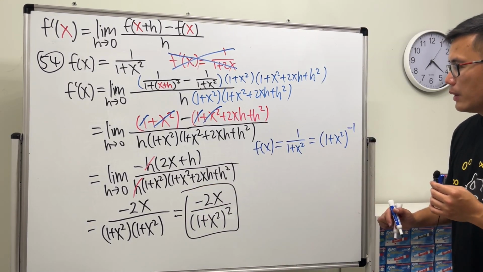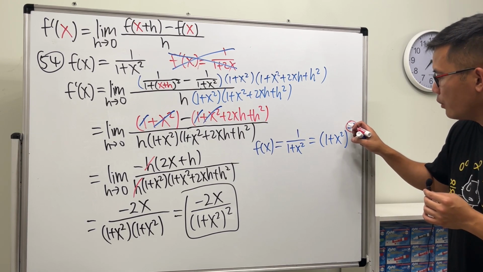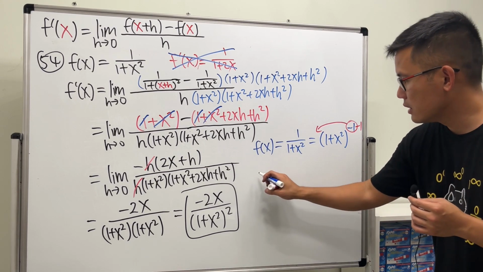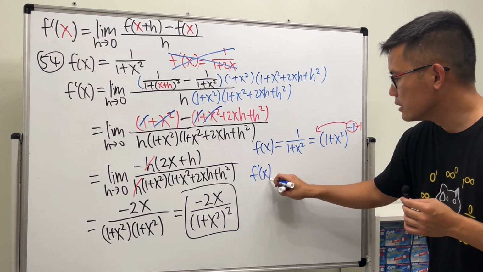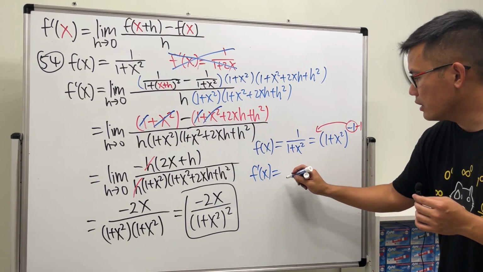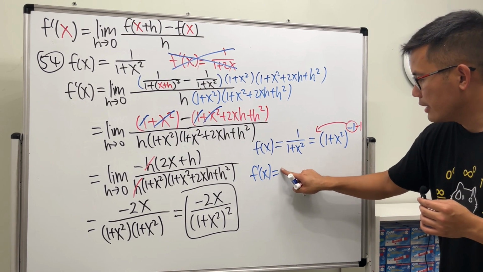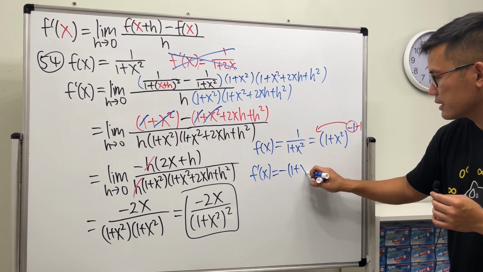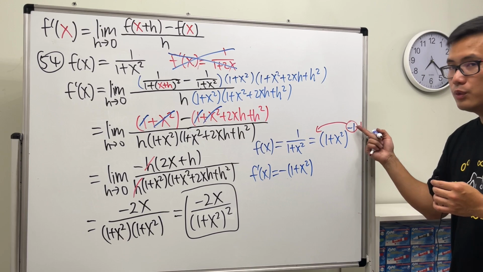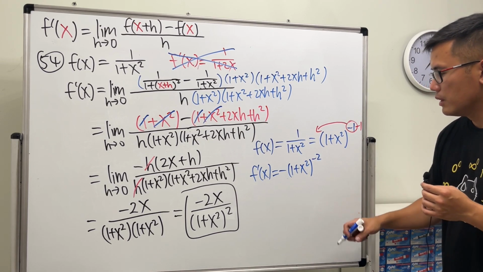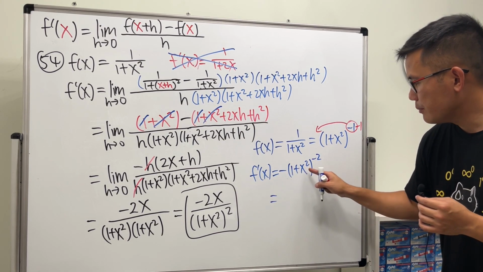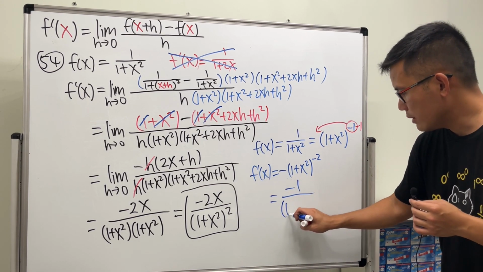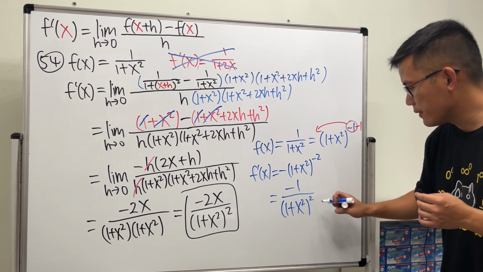Cool. And the reason we want to do this is now we can use the power rule. Bring the power to the front and then minus 1. What do we get? F prime of x. We have the negative right here. And then the base, you keep it, which is 1 plus x squared. And then negative 1 minus 1 is negative 2. Okay, wow, look, I can bring this down to the bottom, and this is negative 1 over 1 plus x squared and then square.